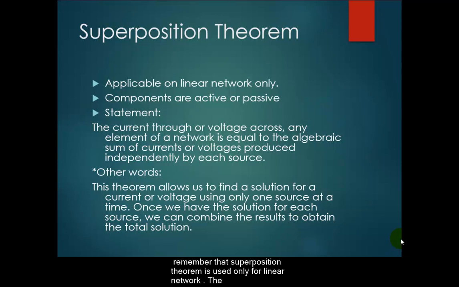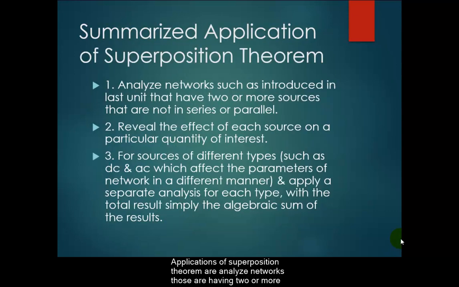The statement for the superposition theorem is: the current through or voltage across any element of a network is equal to the algebraic sum of currents or voltages produced independently by each source. In other words, this theorem allows us to find a solution for a current or voltage using only one source at a time. Once we have the solution for each source, we can combine the results to obtain the total solution.